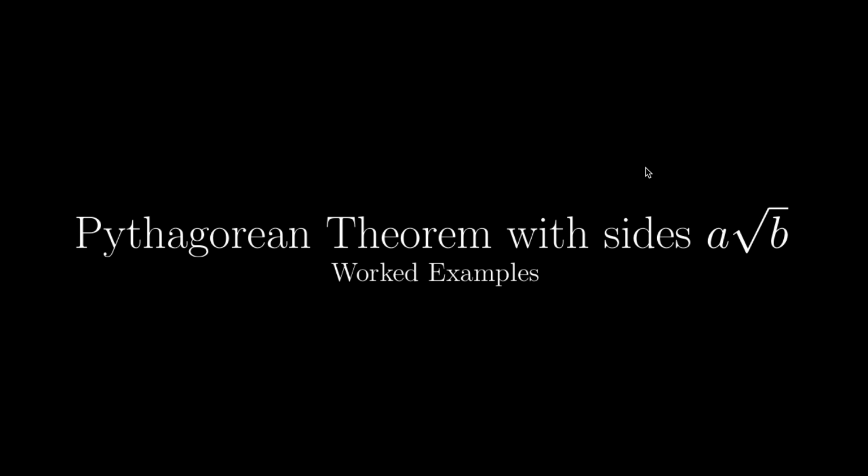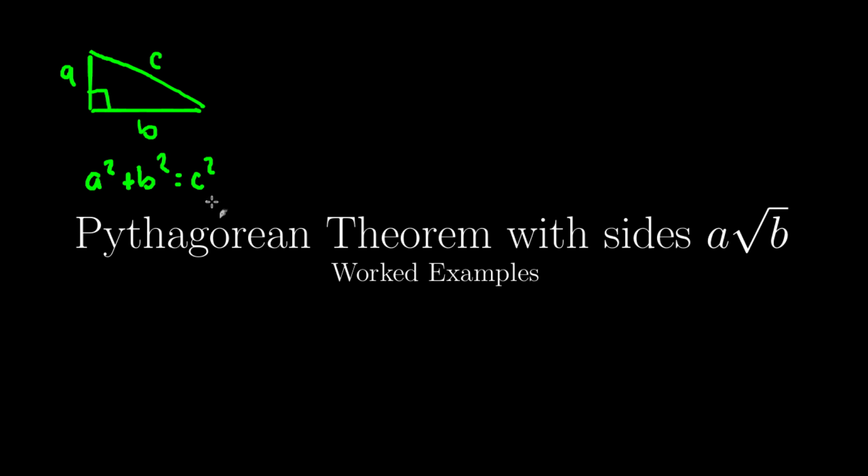In this video, we're going to go through a bunch of examples of solving Pythagorean theorem problems where I can have sides that are in this a root b form. Two reminders: Pythagorean theorem, if I have a right triangle with legs a and b, hypotenuse c, I know that a squared plus b squared equals c squared.